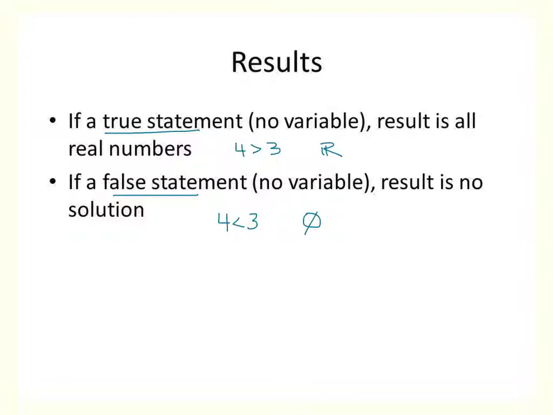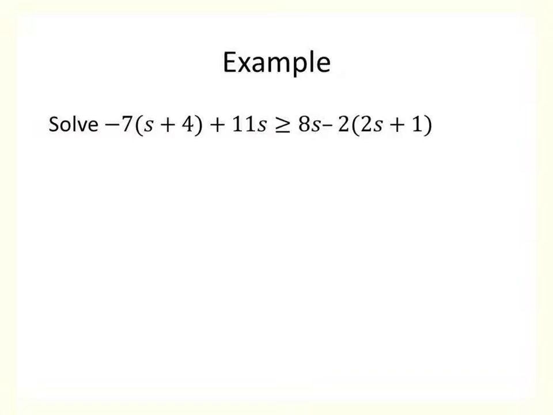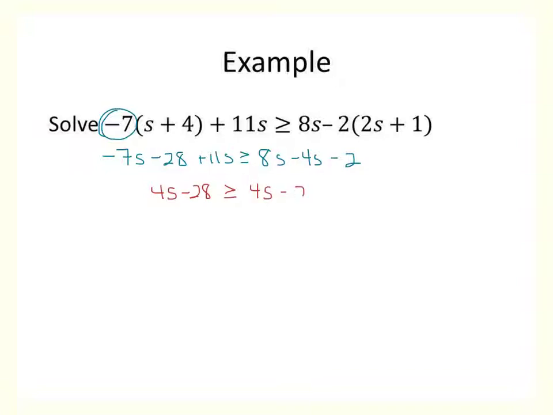So, we're going to solve this, because we don't know what type of problem this is going to be, so you're just going to start out, we're going to distribute. You're going to get negative 7s minus 28. Remember, you're distributing a negative there. Plus 11s greater than or equal to 8s minus 4s minus 2. All right, next step, combine like terms. I think we're looking at a 4s minus 28 greater than or equal to 4s minus 2.